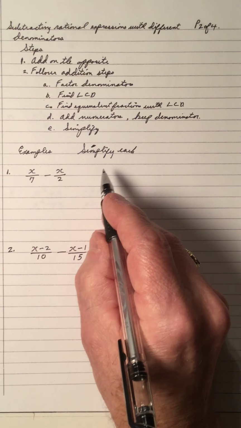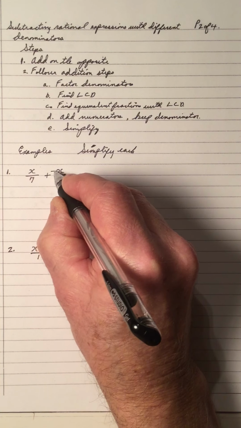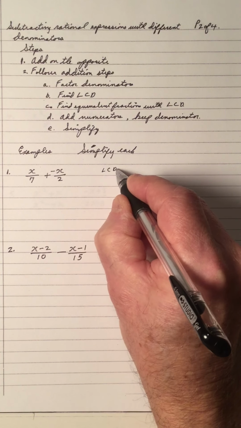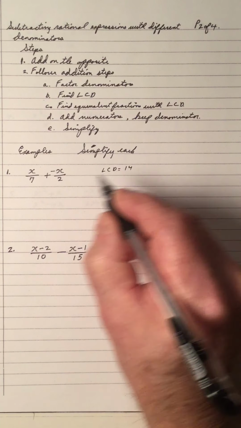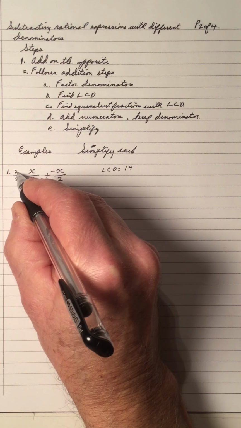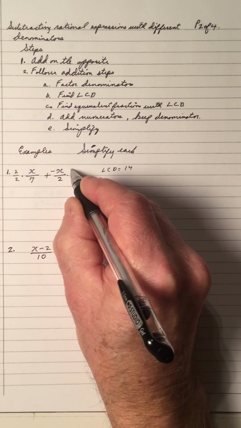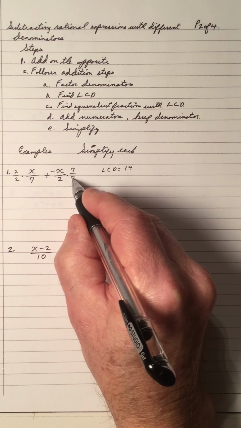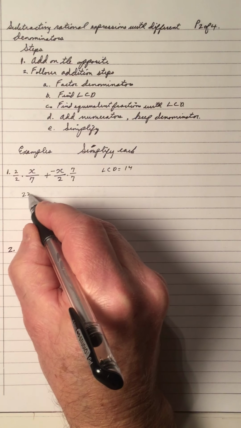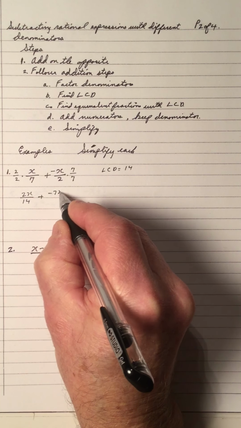Example, simplify each. Notice I'm subtracting, so I'm going to add on the opposite. That's done. Now I need the LCD, so the LCD for 7 and 2 is 14. So 2 times 7 is 14, so I put a 2 on the numerator. 2 times 7 is 14, so I put 7 in the numerator, because 7 over 7 makes it equivalent. So I get 2 times x, 2x over 14, plus negative 7x.